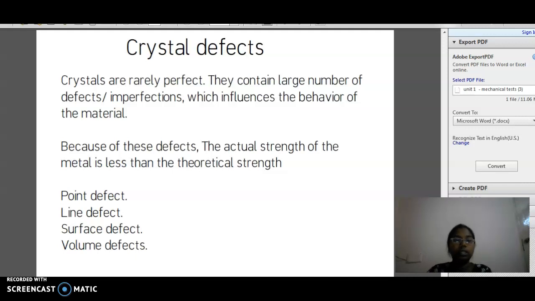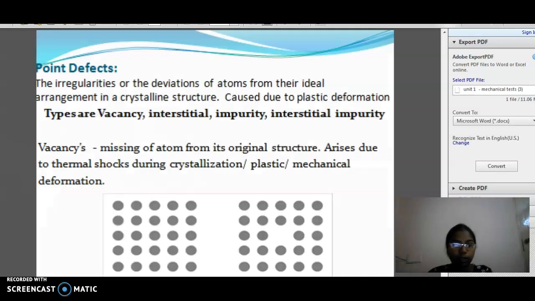Crystal defects. Crystals are rarely perfect. They contain a large number of defects or imperfections which influence the behavior of the material. Because of these defects, the actual strength of the metal is less than the theoretical strength. Crystal defects are classified into four types: point defect, line defect, surface defect, and volume defect.